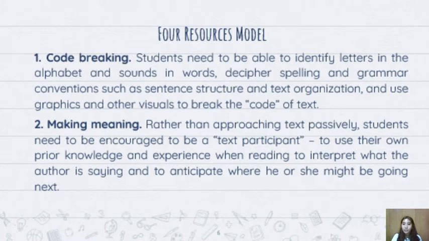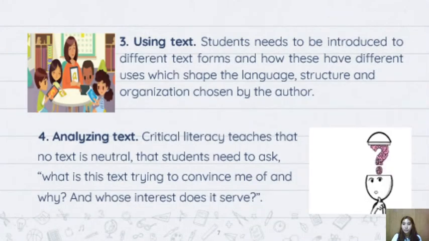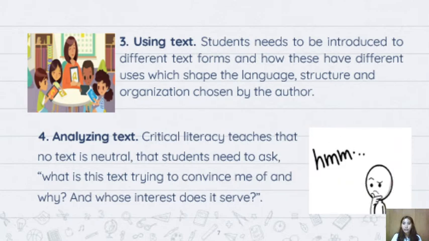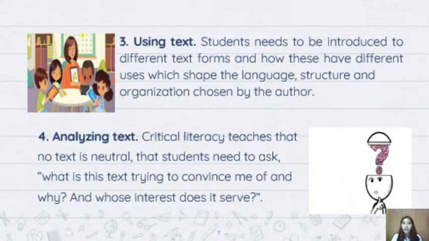Next is number 3, using text. Students need to be introduced to different text forms and how these have different uses which shape the language, structure, and organization chosen by the author. These are all important so that students become critical thinkers of text na nakakaintindi ng meaning hindi lang ng purpose ng author, kundi pati na rin yung context in which a text is read or interpreted.